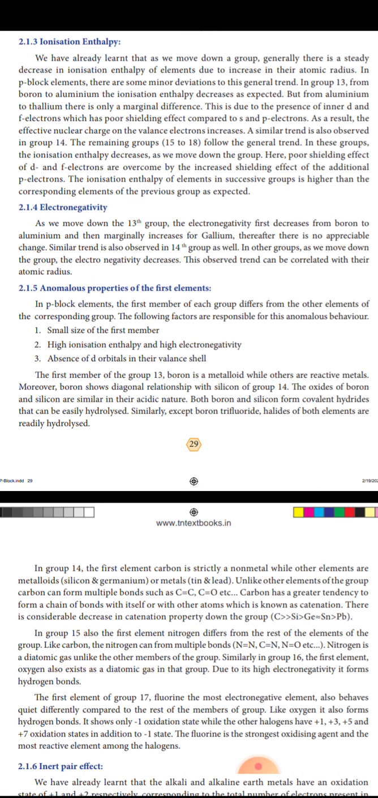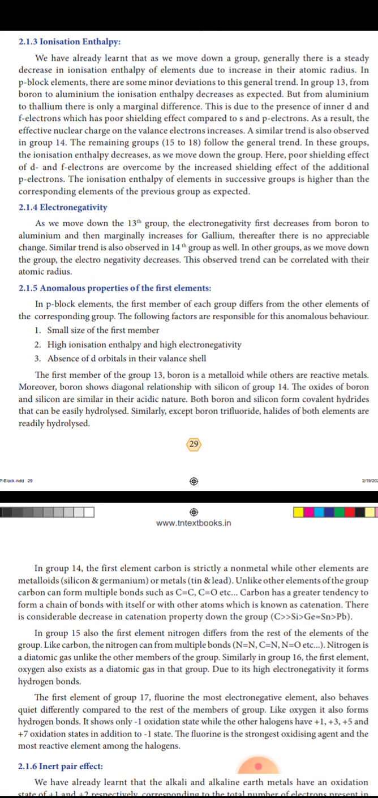We have already learned that as we move down a group, generally there is a steady decrease in ionization enthalpy of elements due to increase in their atomic radius. In p block elements, there are some minor deviations to this general trend.